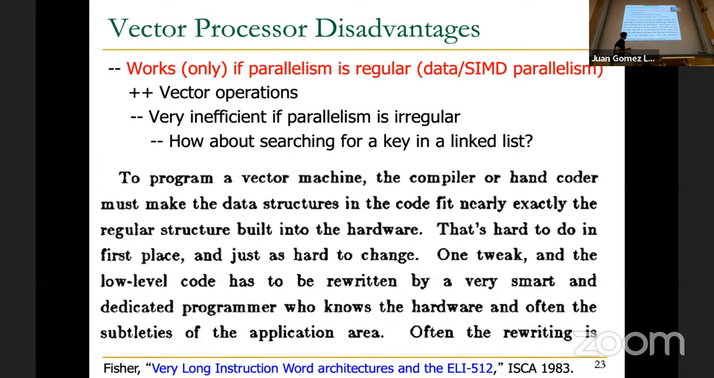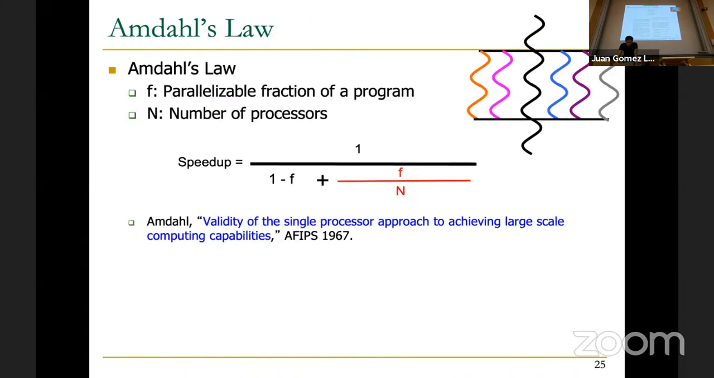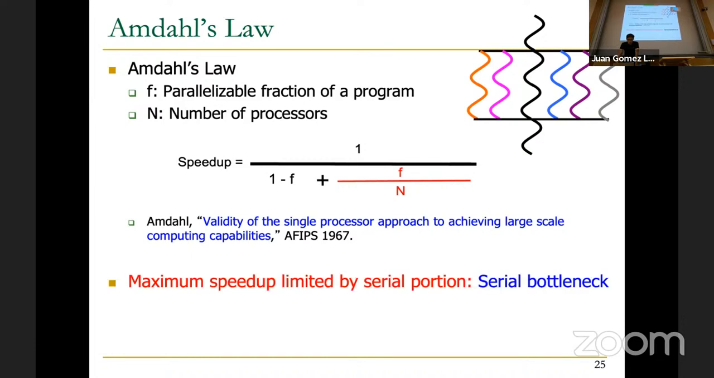And that's something that was pointed out by Fisher in 1983. We will talk about this quote later, actually tomorrow. And this is the paper from Fisher. And this is another limitation of SIMD processors. It is Amdahl's law. You probably have heard of it already. Amdahl's law essentially tells us that if we have a parallel machine, the maximum speedup that we can obtain from our program depends on the fraction of parallel code and the fraction of serial code. And this fraction of serial code is the actual bottleneck in our program, right?